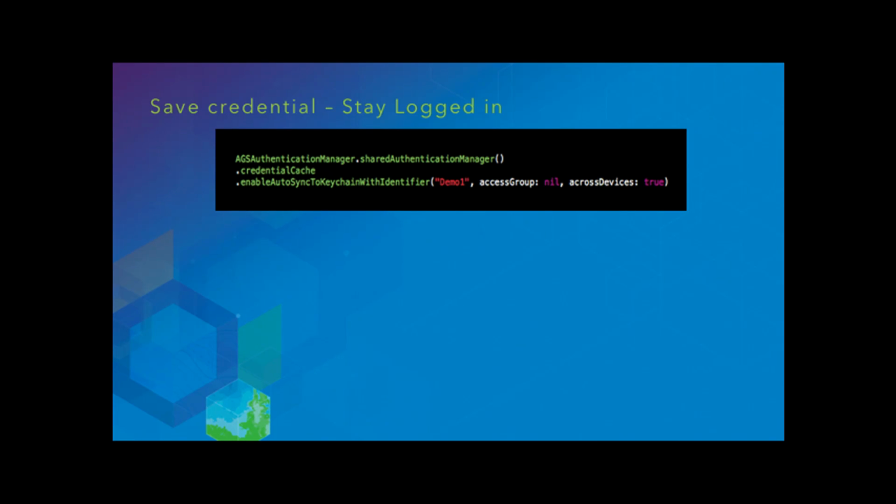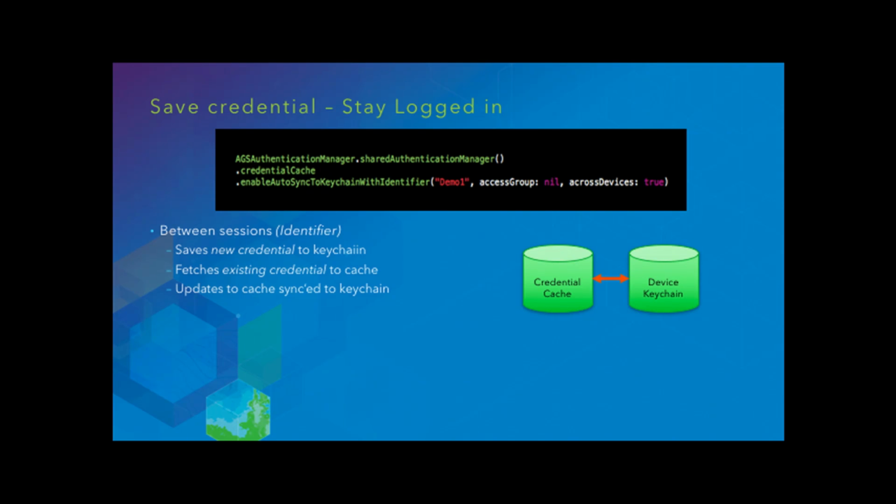The first parameter to this method is an identifier, and it cannot be null. It is responsible for keeping the in-memory cache as well as the device's keychain in sync. So this could involve saving new credentials to the keychain or retrieving credentials from the keychain to your cache, and it's also responsible for updating them.